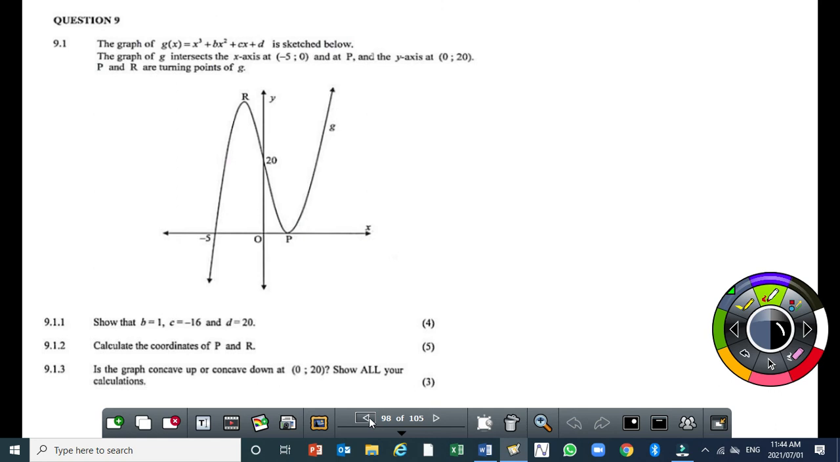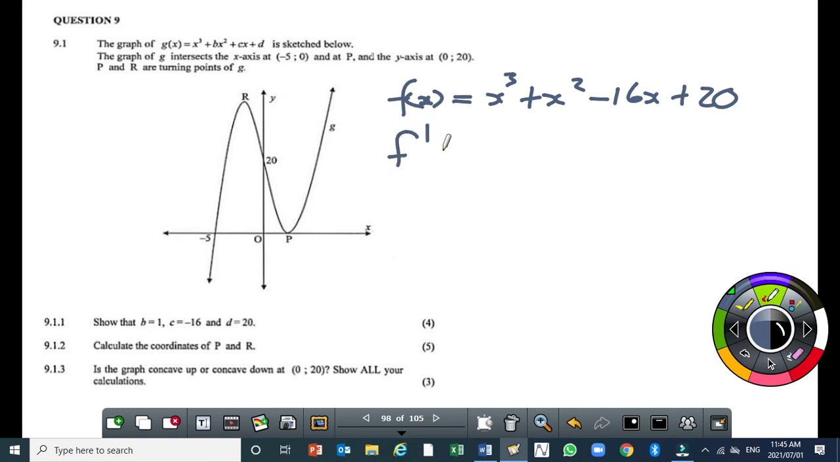Okay. So the first thing, I'm going to find my first derivative. But I have to write my equation first. My equation is f of x equal to x cubed. The b is 1, so that will be plus x squared. C is minus 16, so that's minus 16x plus 20. So f prime of x will be equal to 3x squared. I expect you to know this by now. Plus 2x minus 16.